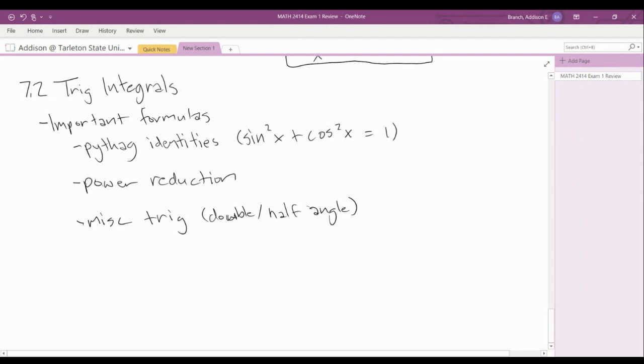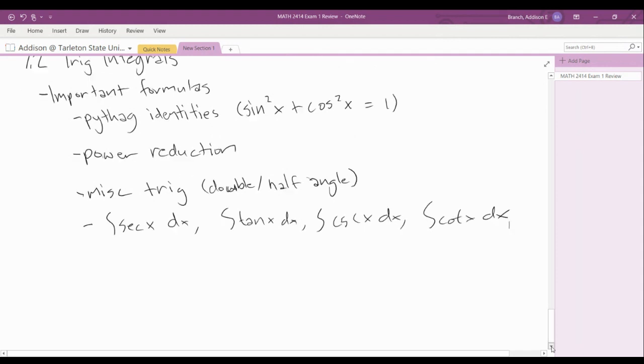And the last ones that you kind of need to know for this one are just the new integrals, which are going to be your integral for secant, integral for tangent, integral for cosecant, and integral for cotangent. And once again, those are all listed. Everything on here is listed in that handout for formulas to know.